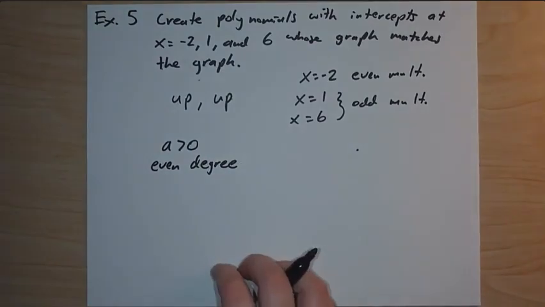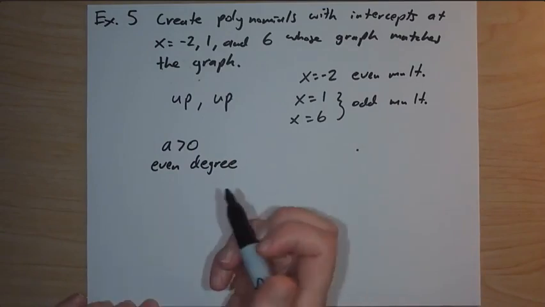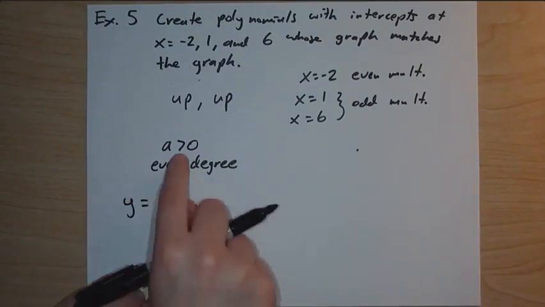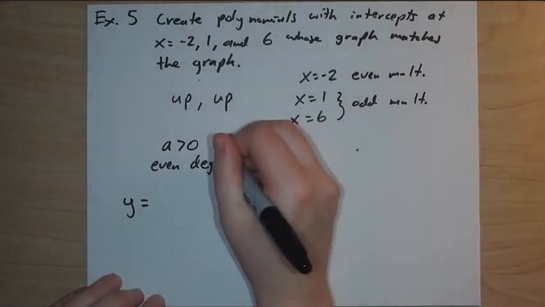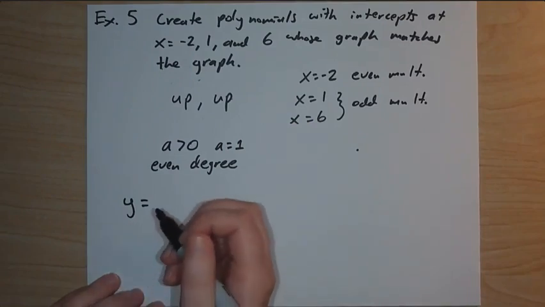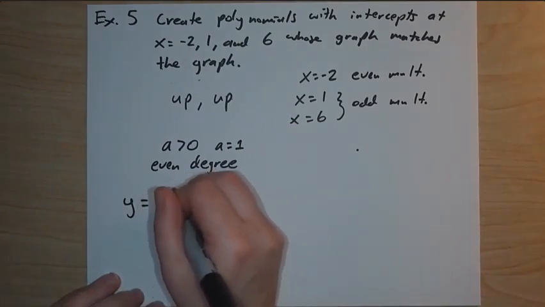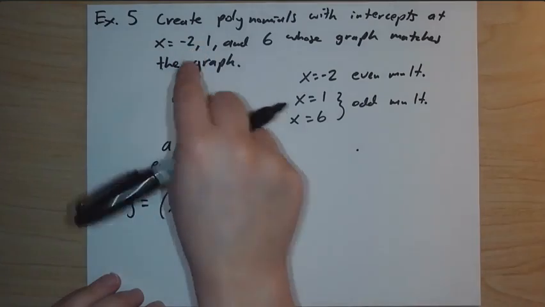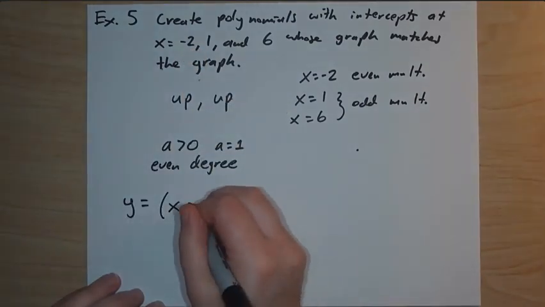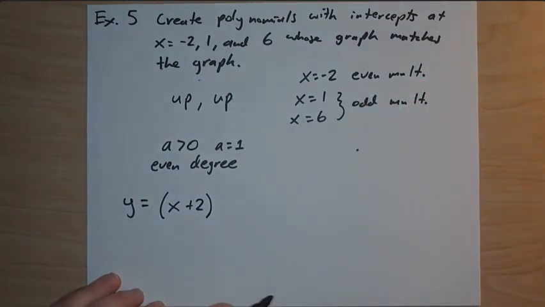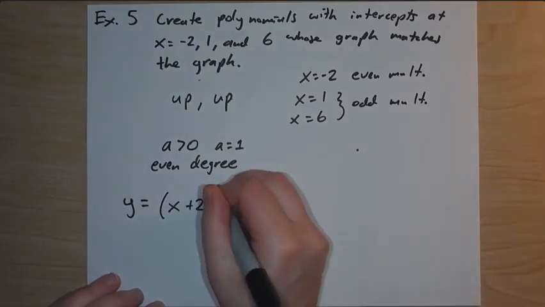So knowing all this information, we can create a function y, and we know that our a is greater than 0, so let's just assume that it's going to be 1, because we can assume it's 1. And so we're going to have x, and we want to have it at -2, so this is going to be x minus -2, or just x plus 2. It's going to have an even multiplicity. That could be 2, that could be 4, that could be 6. I'm going to keep it at 2.